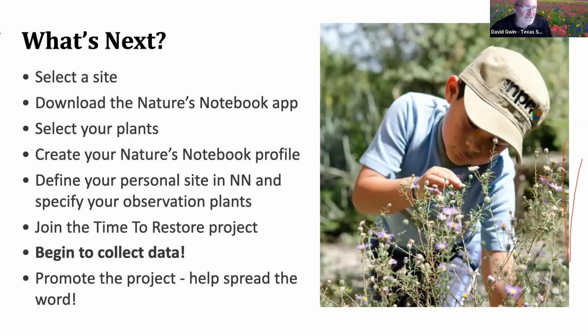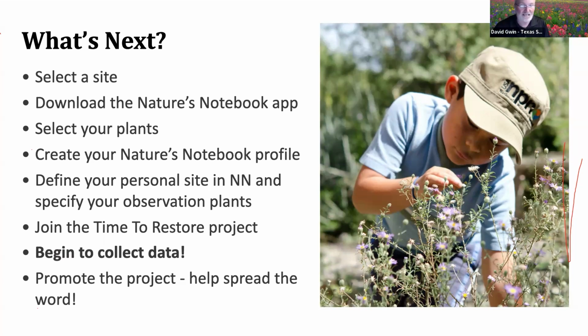Once your app is downloaded, you'll go in and create your Nature's Notebook profile. We're going to help you do that on Thursday as well, but it's also a fairly straightforward process. If you've set up an iNaturalist account, you'll find the Nature's Notebook profile very easy. It's just identifying that it's yours. You give it a password, identify what state you're in, and say a little bit about how you're interested in Nature's Notebook and what you hope to learn from it.